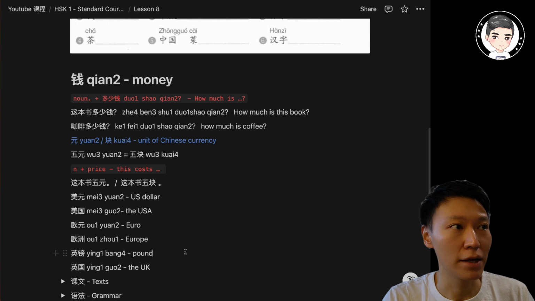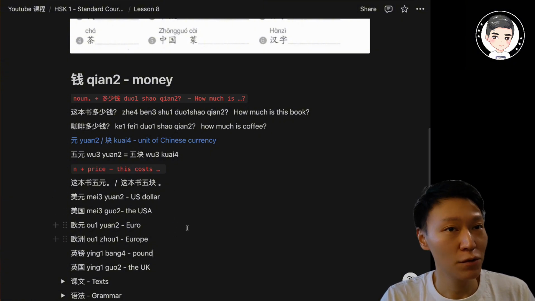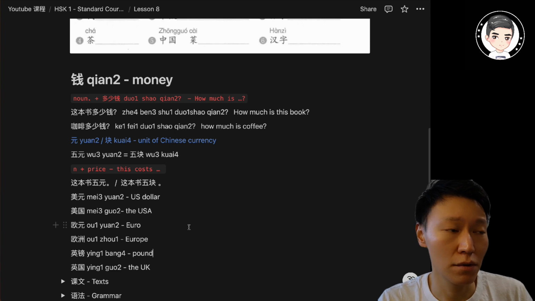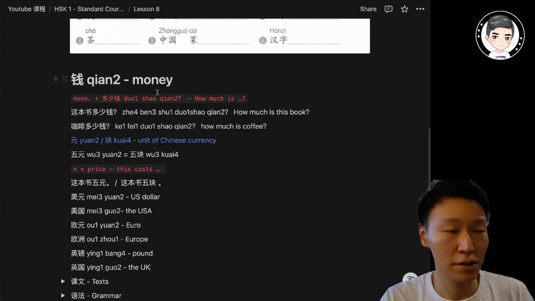Alright, so now you know Chinese money, US dollars, euros, and pounds. If you want to know more, you can always use a dictionary to look for how to pronounce them or how to write them. So that's all about 钱.